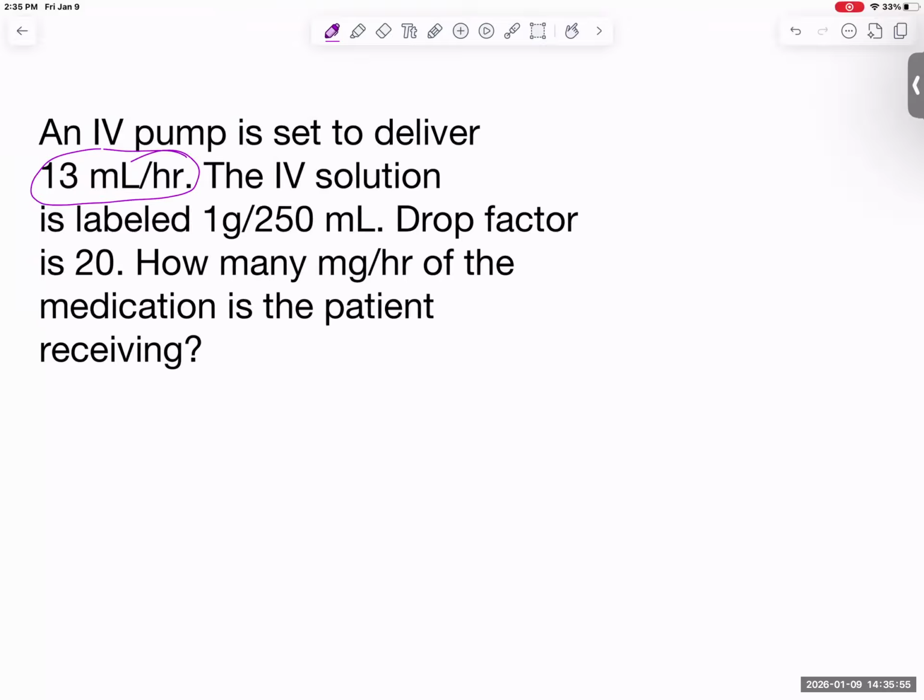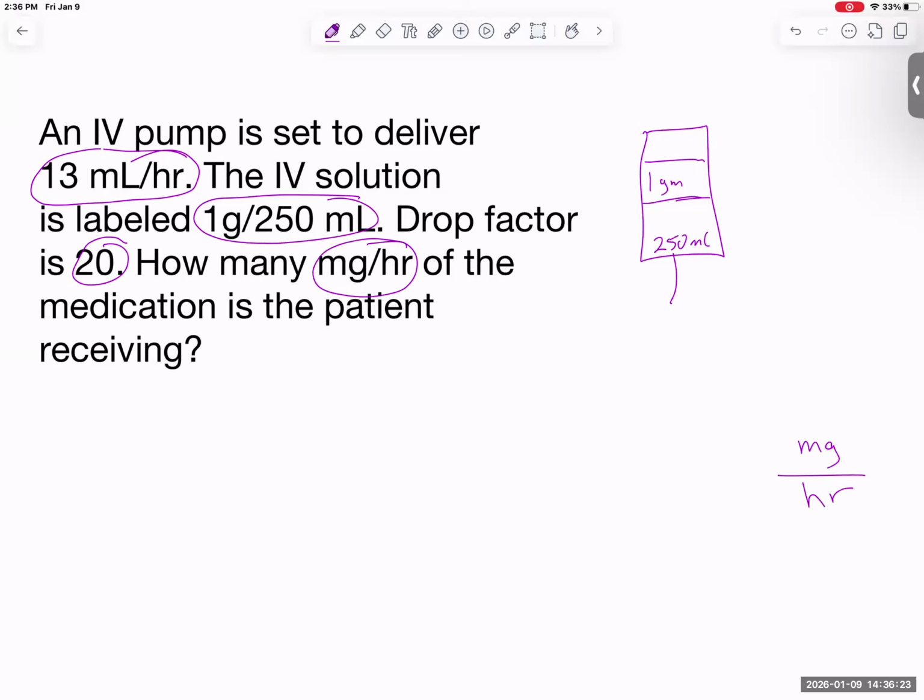The actual bag that's hanging, the IV fluids that's hanging there, has a label on it, and it's telling you a concentration of the drug that's in this. So the drug is 1 gram and the whole bag is 250 milliliters. So it's a small little bag. It has a drop factor of 20, but it's asking me how many milligrams an hour. That's my wanted. So milligrams an hour is what I have to solve for. So I need milligrams in the numerator and time, hour, in the denominator.